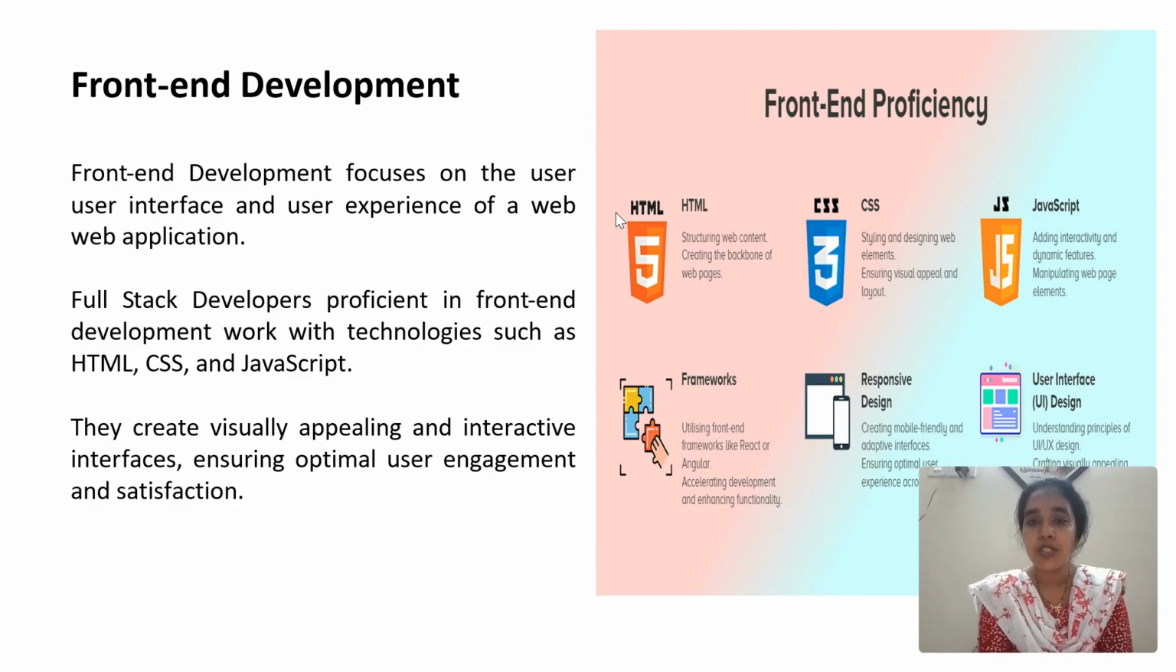HTML is used for structuring web content, creating the backbone of web pages. HTML is nothing but hypertext markup language. CSS is nothing but cascading style sheets. This is used for styling and designing web elements, ensuring visual appeal and layout. Coming to JavaScript, it adds interactive and dynamic features, and it mainly concentrates on manipulating web page elements.